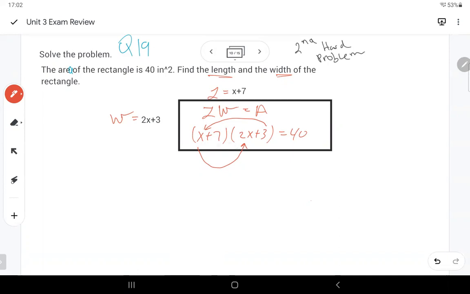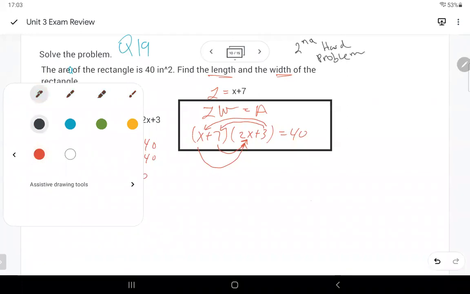Oops, I messed it up, inner and last. So sometimes you get it right with the drawing, sometimes you don't. Anyway, we're gonna have 2x squared plus 14x plus 3x plus 21 equal to 40. We're subtracting 40. Also going to add these together. So 2x squared plus 17x minus 19 equals 0.